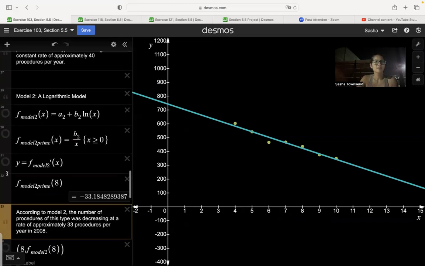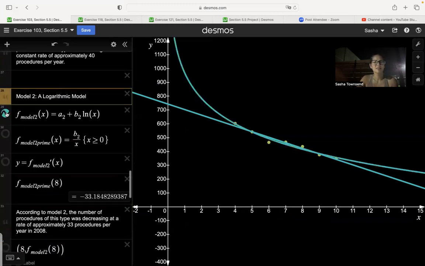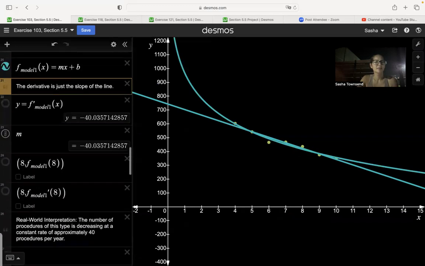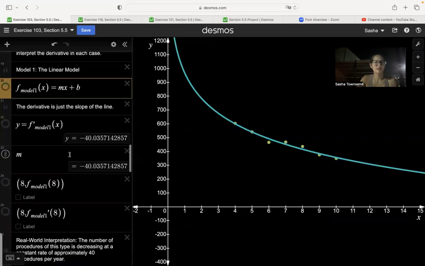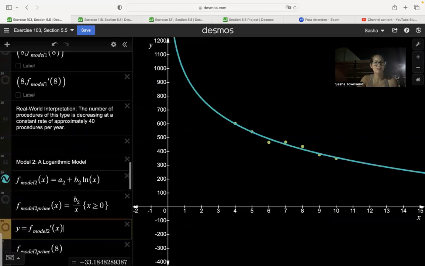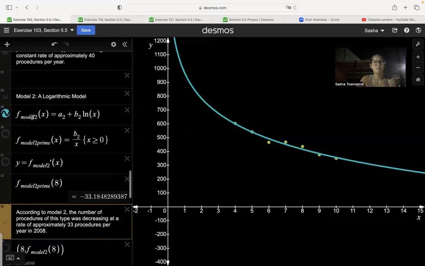For the logarithmic model, this is what it looks like. I'm going to stop graphing that first model now. This was supposed to be the best one. If we take the derivative of this, derivative of a is 0. The derivative of a constant times natural log of x is that constant divided by x. So we get that. And if we want to, we can graph that function.